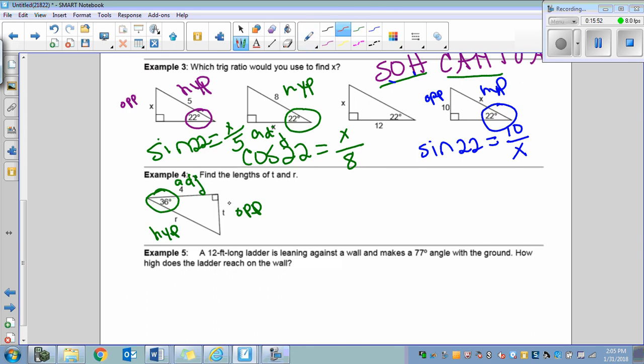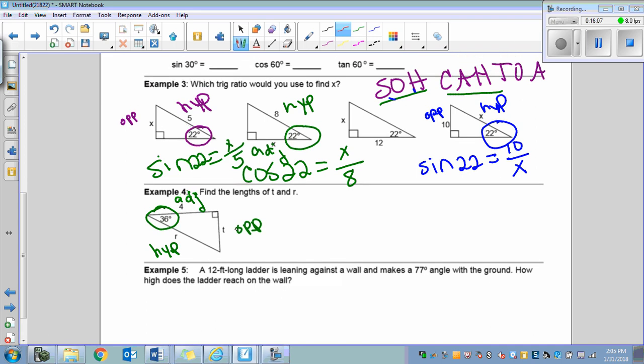Now, I need to solve for only one variable at a time. So let's solve for T. I can't use the hypotenuse because that's another variable, so I've got to use 4. Which trig function would I use if I need the opposite side and the adjacent side? Let's look up here. Opposite and adjacent, no. Opposite and adjacent, no. Opposite and adjacent, yes. It has to be tangent. That's how I figure out which one I'm going to use first.